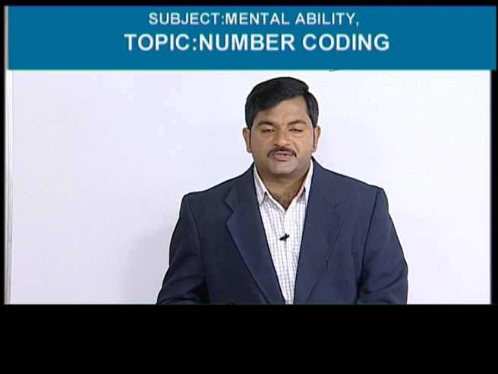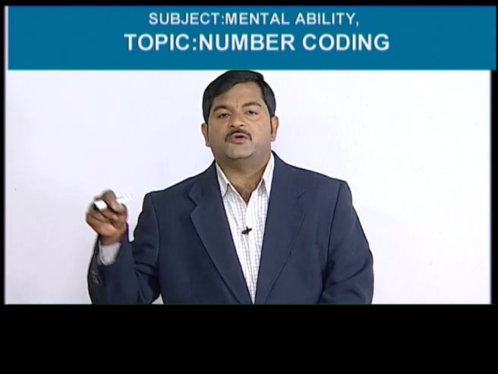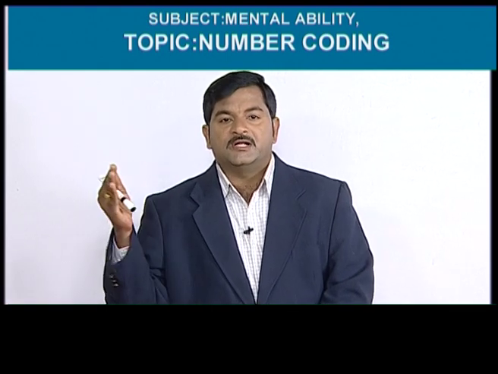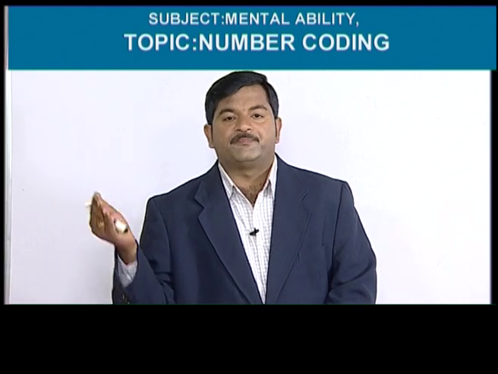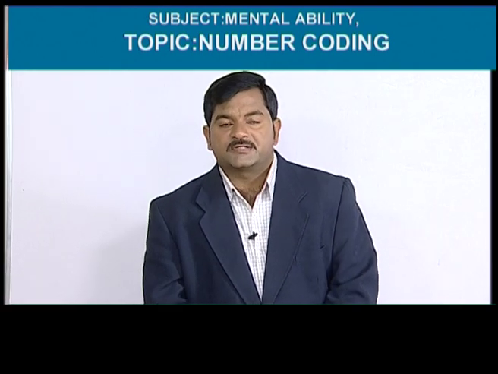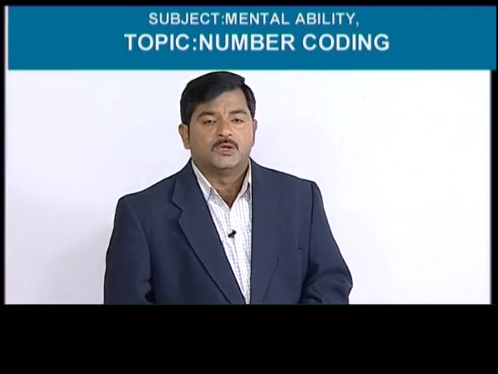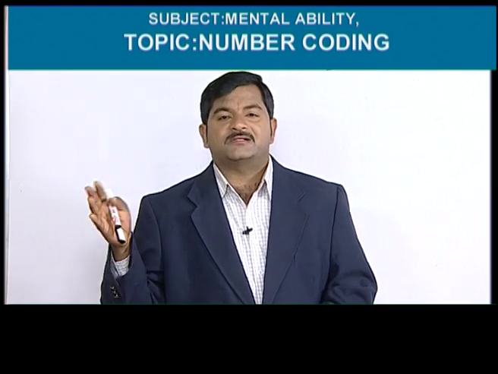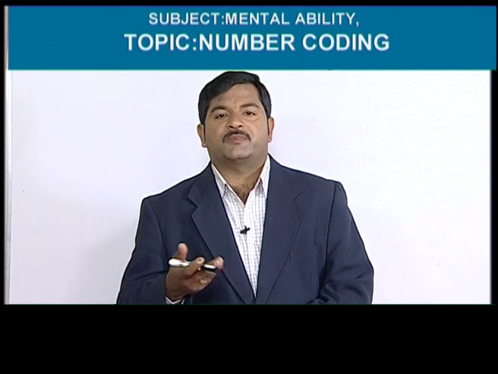In number coding we have different types. Number coding means for an alphabet there must be a numerical number. For example, the alphabets are A to Z, and for A to Z there must be numerical numbers assigned to these alphabets. Let's say A means 1, B means 2, C means 3, D means 4 and so on. If numbers are assigned like this, then that kind of coding is called number coding.